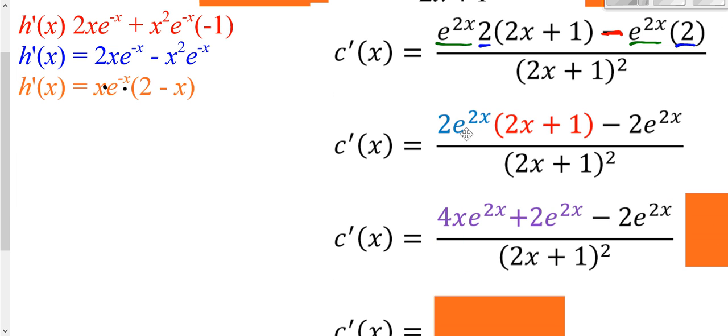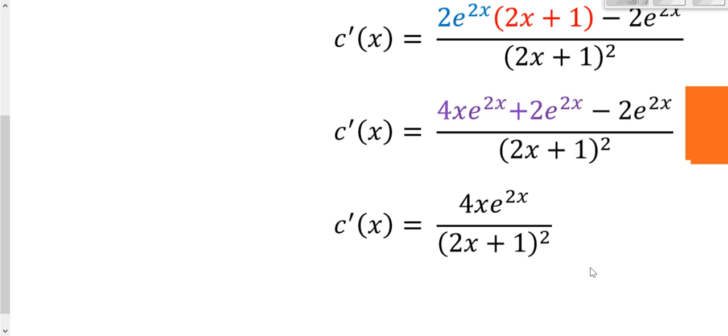If you would distribute the blue into the red, and blue and red give you purple, you get this here. Then you can see these last 2 terms cancel each other out, leaving you just the first thing over the bottom. You would still get the same thing even if you had pulled out your common factors up there. You still would have eventually got down to this.